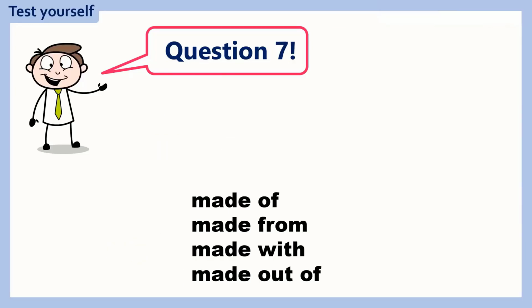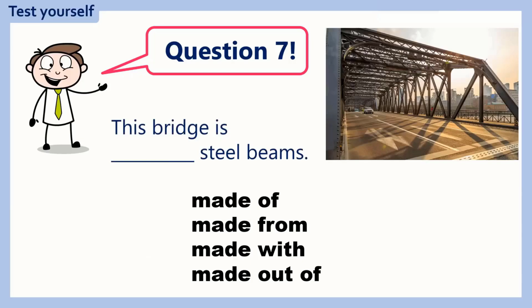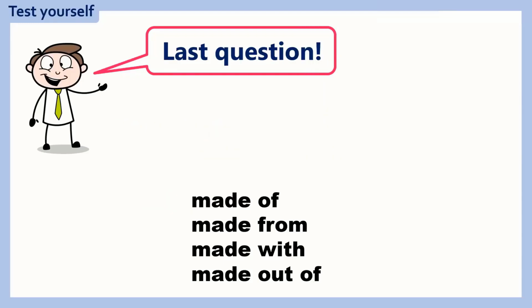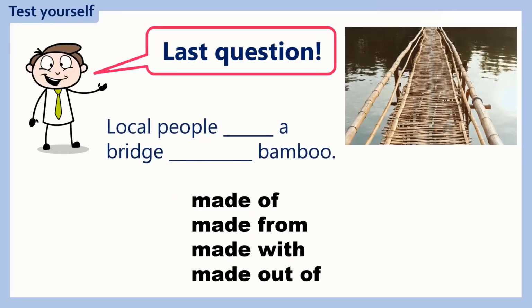Question 7. This bridge is blank steel beams. If you look at the picture, you can see the steel beams. You can clearly see them. So this bridge is made of steel beams. Last question. Local people, a bridge, bamboo. Now you can see in this example that you can also separate them. There is no problem. So local people made a bridge, bamboo. So this bridge is quite original, right? So you would say local people made a bridge out of bamboo.